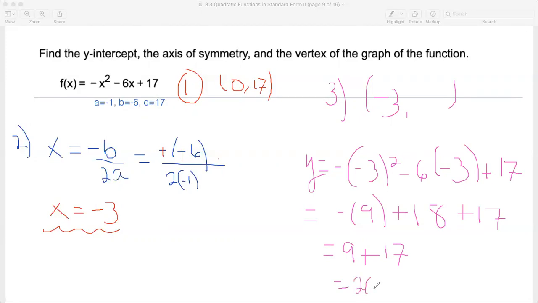Yes, I used a calculator. I doubted myself. You know how bad I am with small numbers and adding them. I don't want to make a little mistake, especially when I'm recording this. So my vertex is negative 3, comma 26.